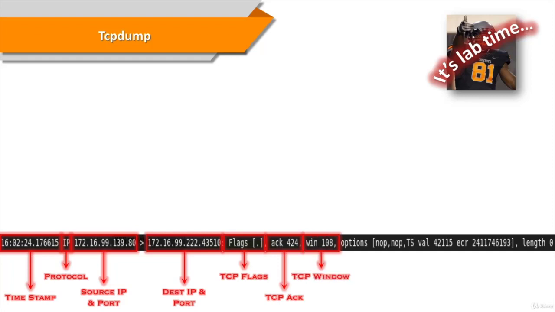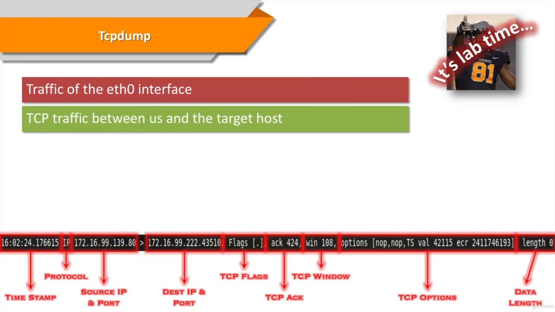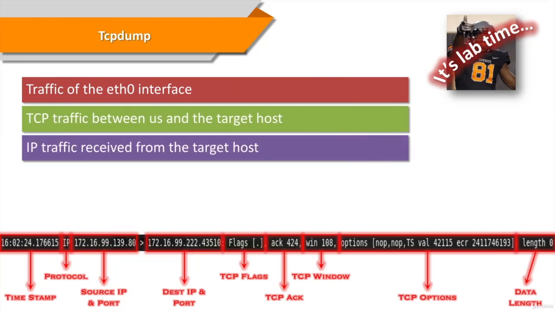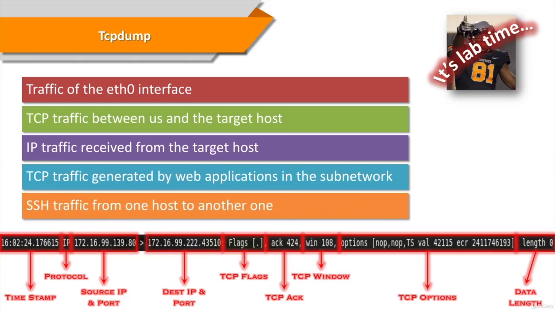Win is the source host's TCP window, and you see the options field. Length is the length of the data in the TCP segment. Length here is 0, so that means that no data is exchanged yet. So that's enough for now. Let's see TCPDump in action. Time for hands-on.